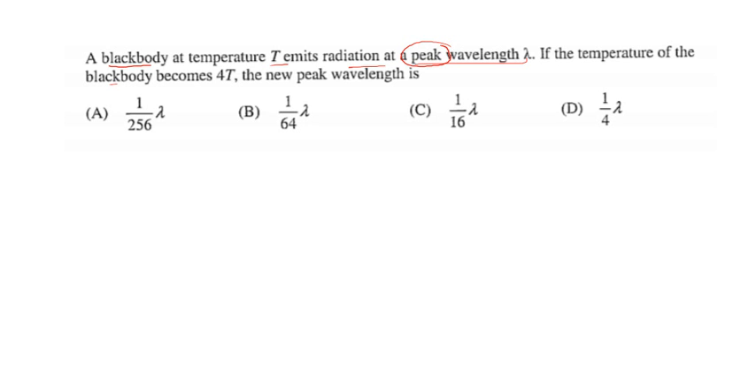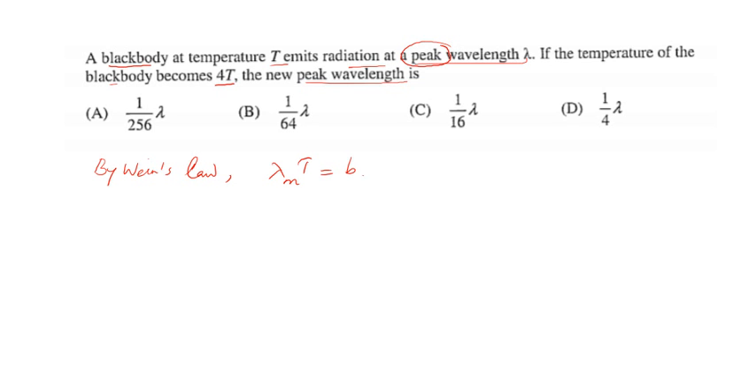So corresponding to temperature T there is a peak wavelength lambda. Now if the temperature of the black body becomes 4 times T, what is the new peak wavelength? Once you are able to identify that it is from Wien's displacement law, the answer is there with you within seconds, because it's not a numerical but a conceptual question. So by Wien's law, Wien's displacement law, I am writing it for more clarity. You know what is Wien's law? Lambda max or peak into T is equal to B, a constant.